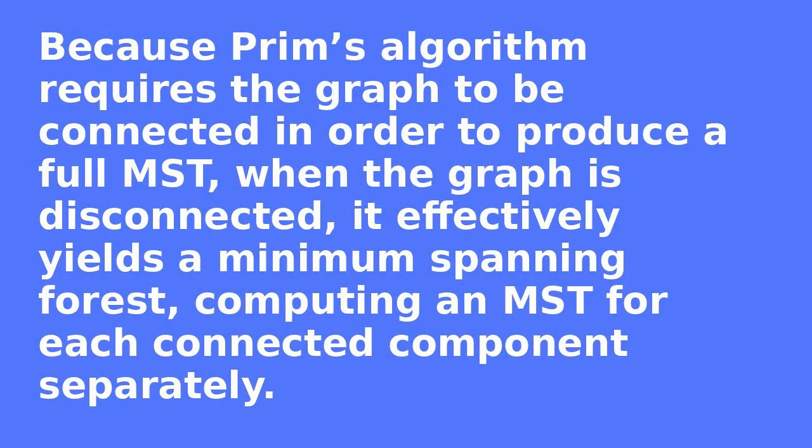Prim's algorithm requires the graph to be connected in order to produce a full MST. When the graph is disconnected, it effectively yields a minimum spanning forest, computing an MST for each connected component separately.